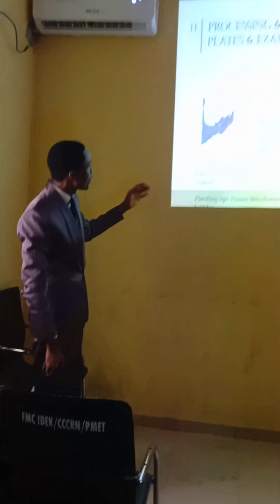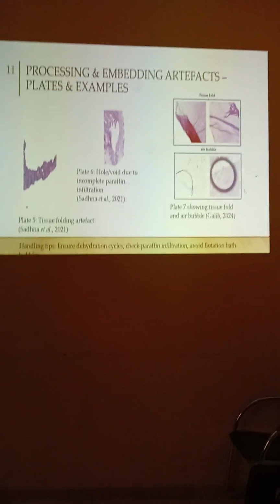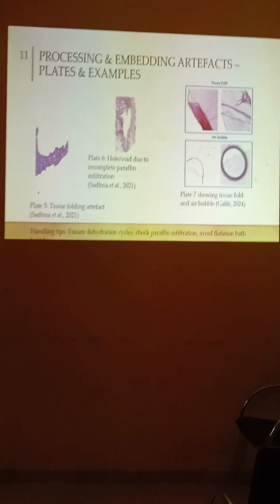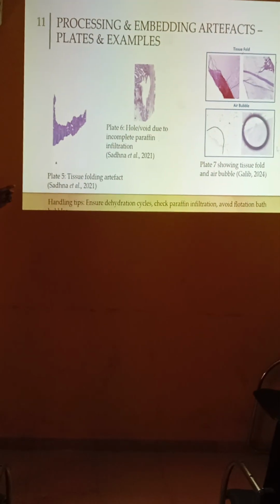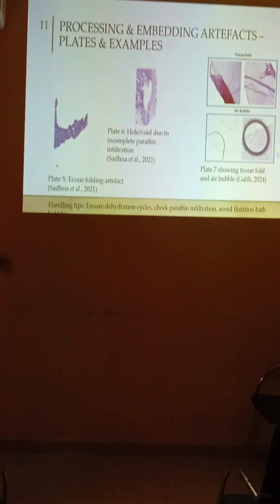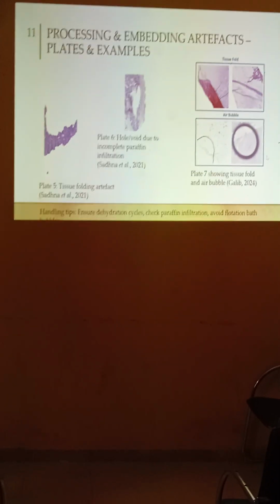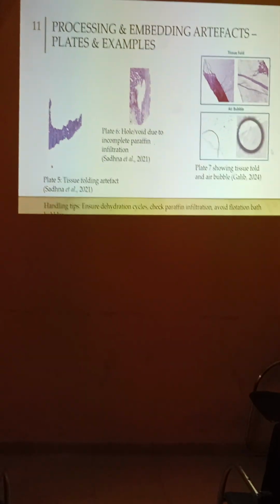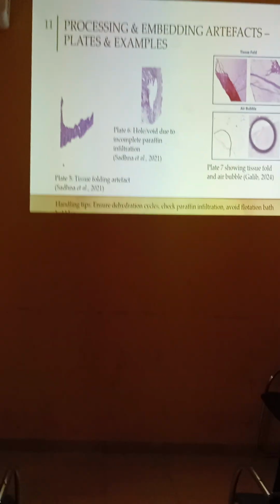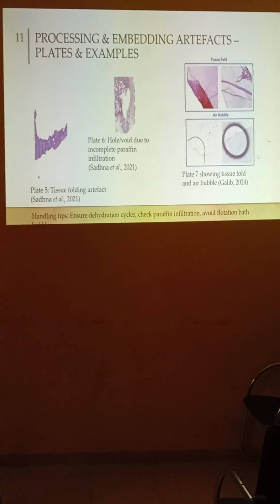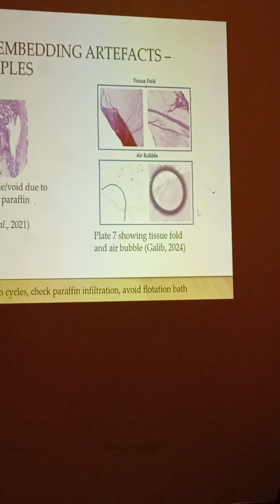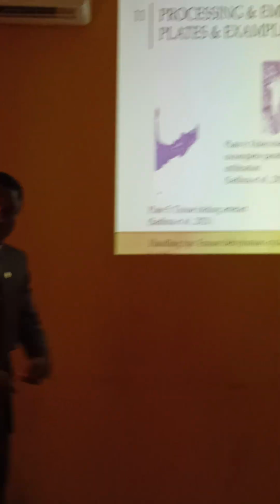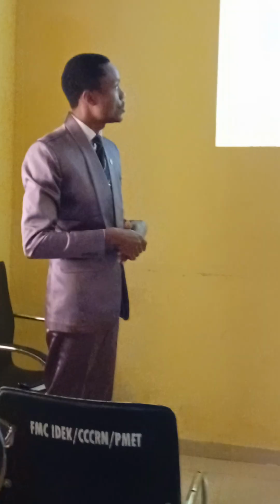The next slide. This first plate, plate 5, shows us the tissue folding artifact. You can see how the tissue is folded. Instead of coming out clearly, there is a fold. This happens during sectioning, if it is not properly sectioned. Then you have holes and voids due to incomplete paraffin infiltration. That is what plate 6 is showing. You can see the void here because of the incomplete paraffin infiltration. Then plate 7 is showing us tissue fold, and the next one is showing us air bubble during mounting, or even during the floating stage when you're picking the tissue section from the water bath. The next slide.